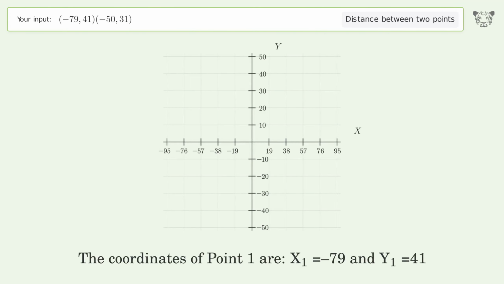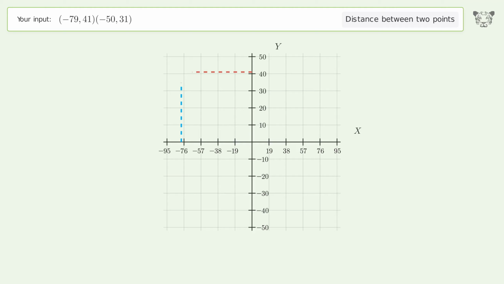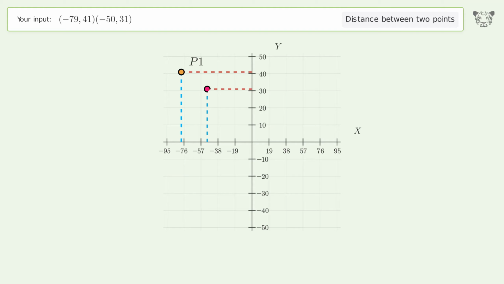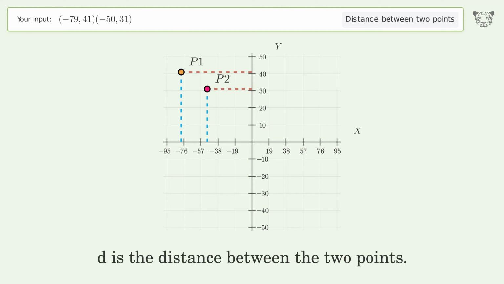The coordinates of point 1 are, x1 equals -79 and y1 equals 41. The coordinates of point 2 are, x2 equals -50 and y2 equals 31. D is the distance between the 2 points.